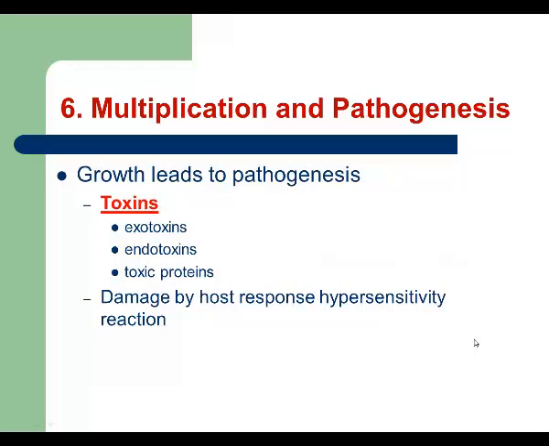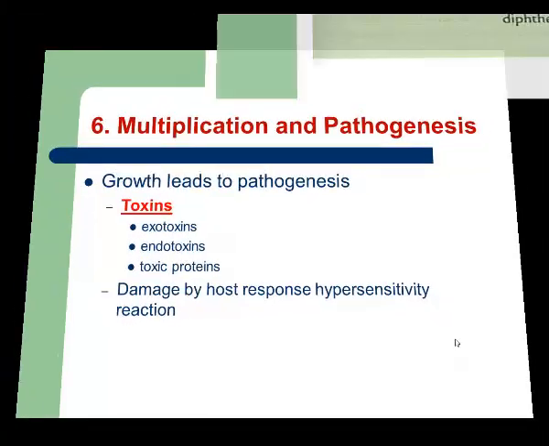All right, virulence factor number 6. Pathogens have to be able to multiply and reproduce within the body of the host. And very often when pathogens multiply within the host body, they produce toxins. They can produce exotoxins, endotoxins, and toxic proteins. In this lecture, we're going to focus on exotoxins and endotoxins.